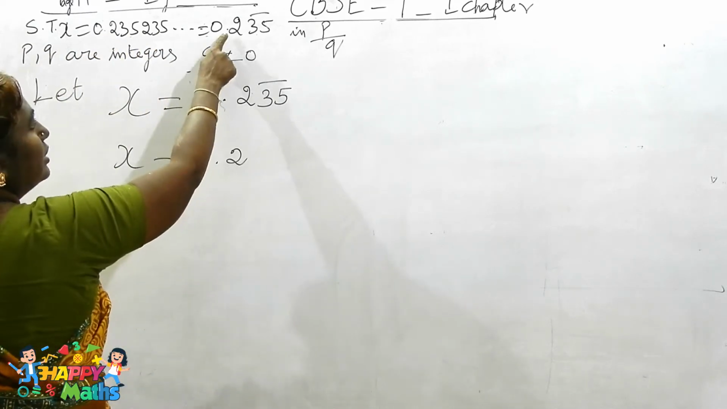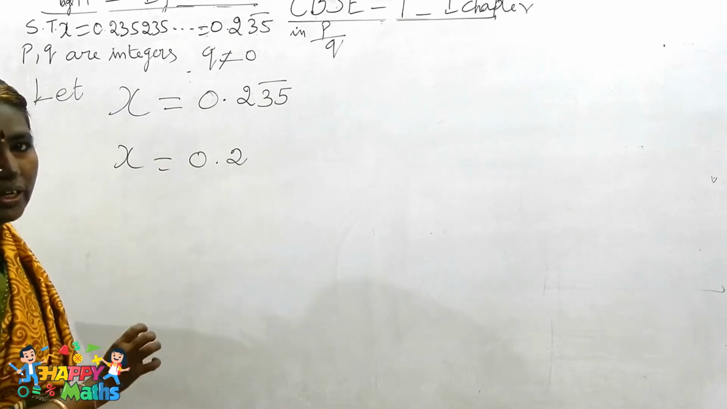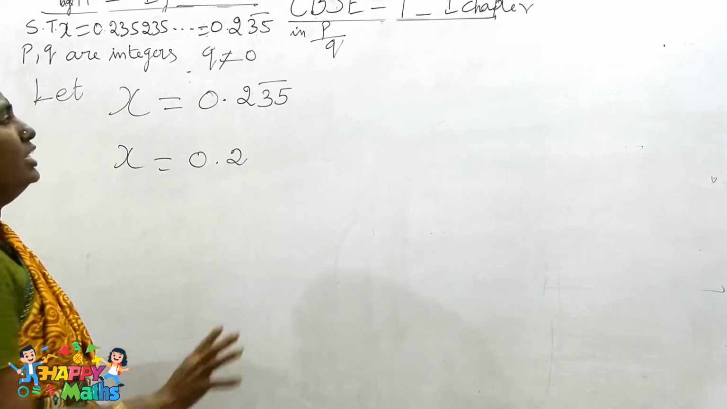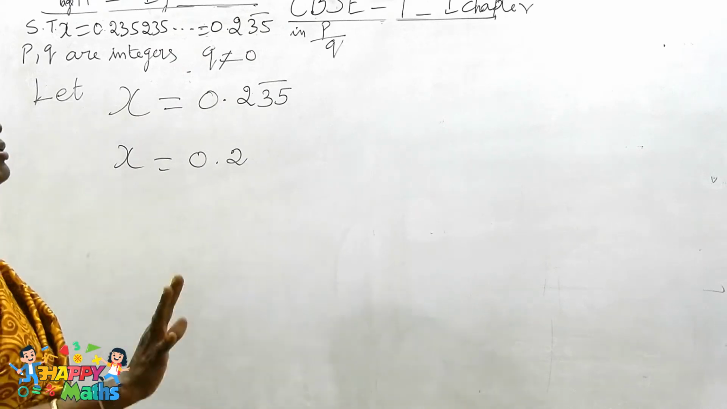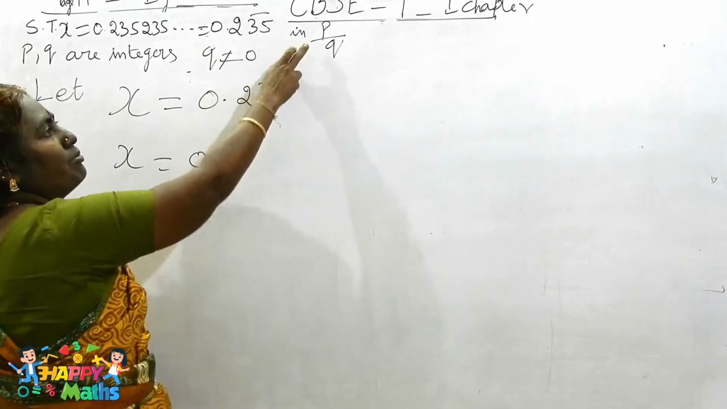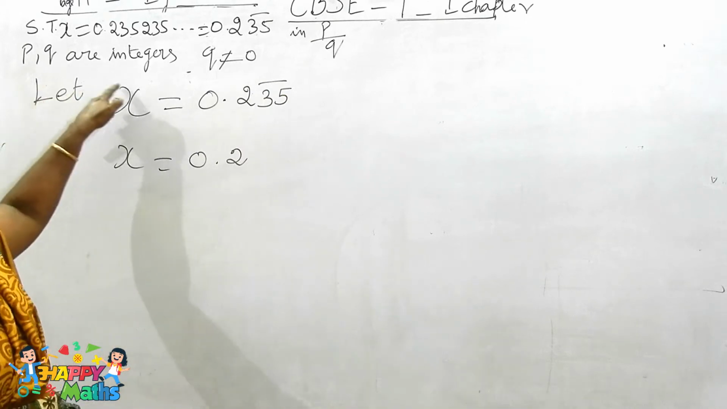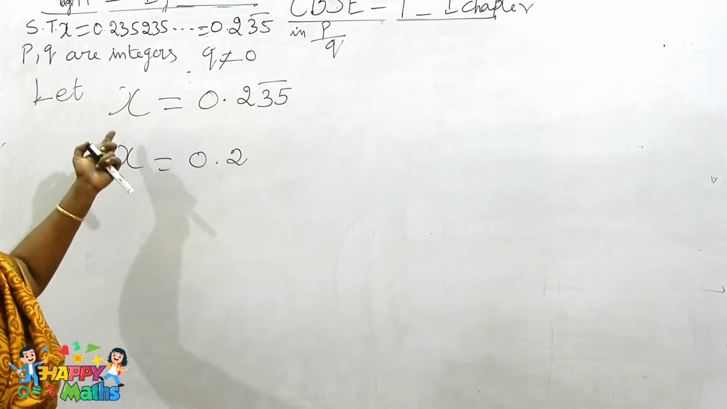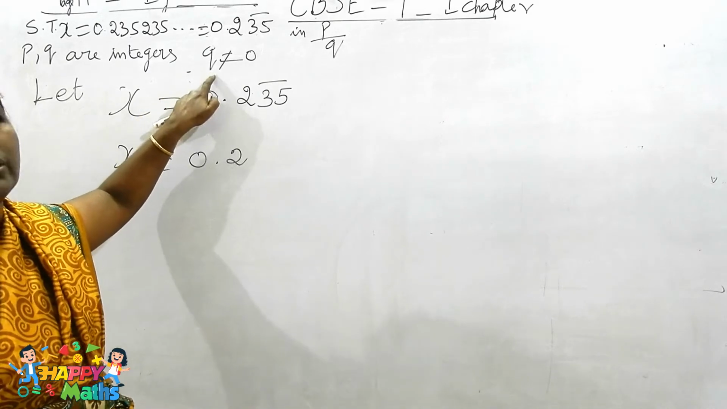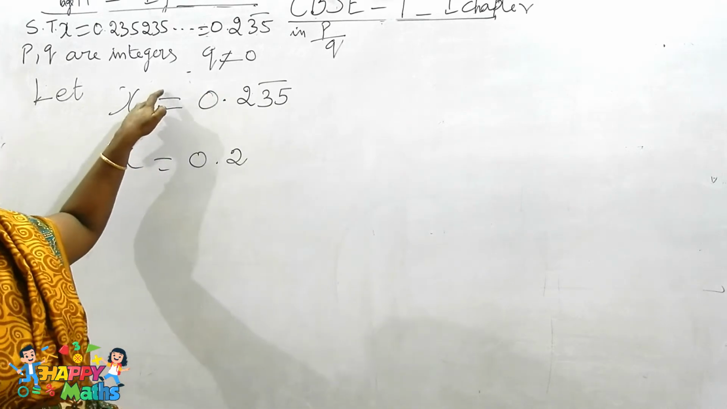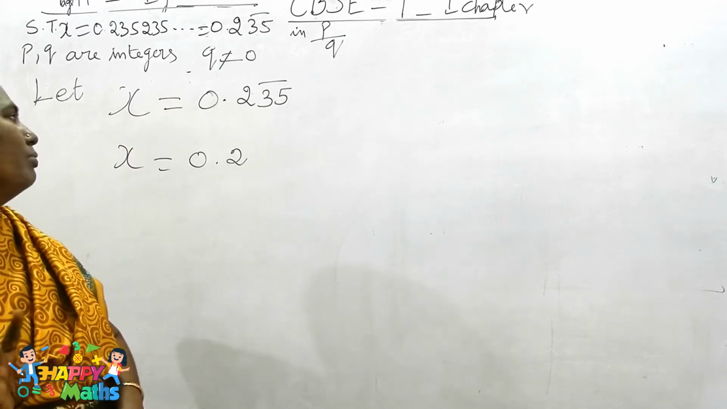So they have written it as 0.2, and of which only 35 is repeating. So 35 bar only, so 0.235 bar. You have to write it in the form of p by q, where p and q are integers. That means what? Integers can be a positive number or a negative number, but definitely the denominator should not be equal to 0. That is a normal condition they give for all the problems.